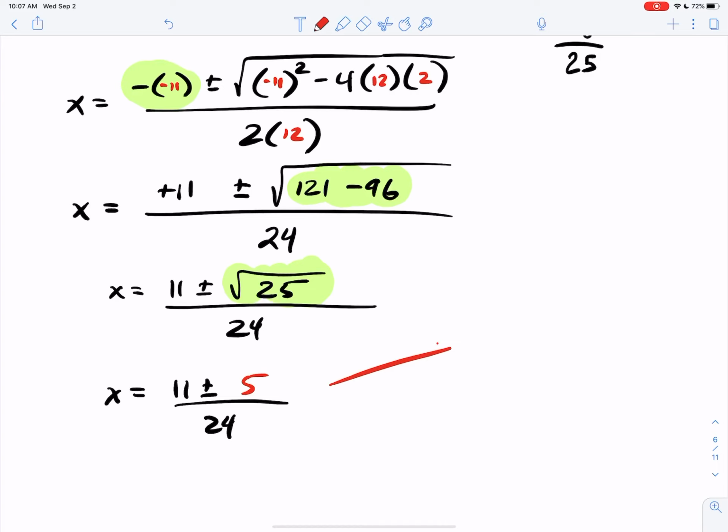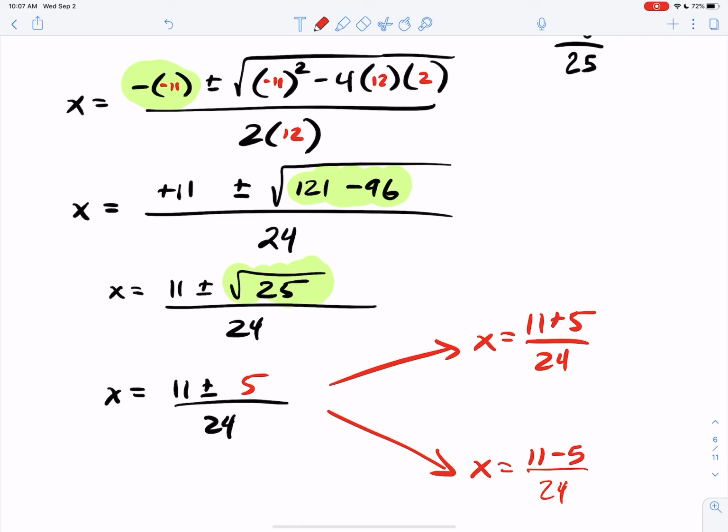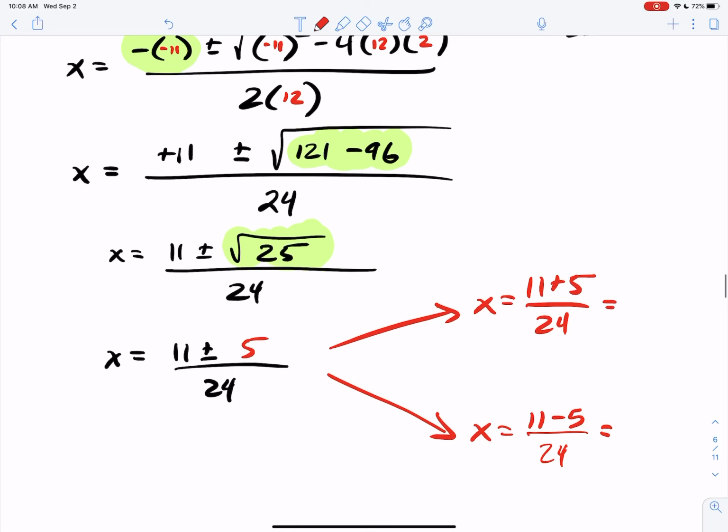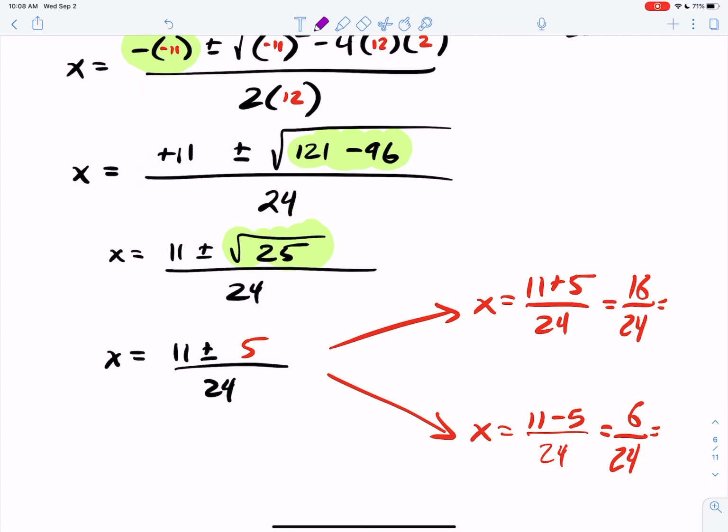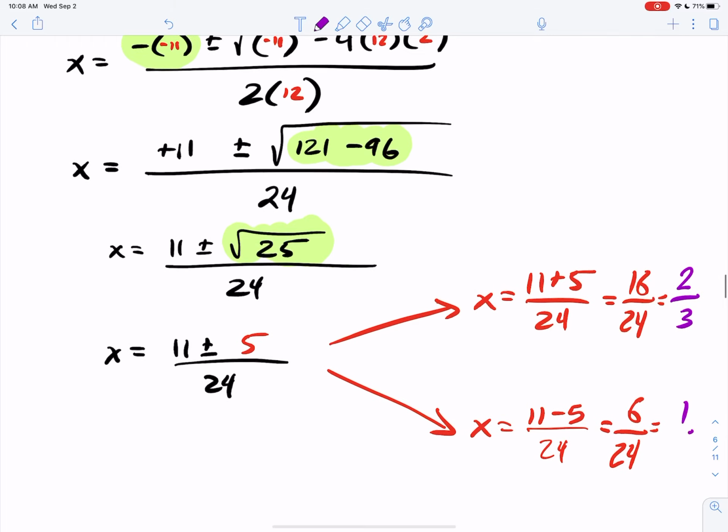So now we split it into two equations. X equals 11 plus 5 over 24, and x equals 11 minus 5 over 24. That's going to come out to 16 over 24, and this is going to come out to 6 over 24. But if you reduce both of those, for instance, the first part, if you divide top and bottom by 8, you should get 2 over 3. And at the bottom, if you divide top and bottom by 6, you should get 1 over 4.